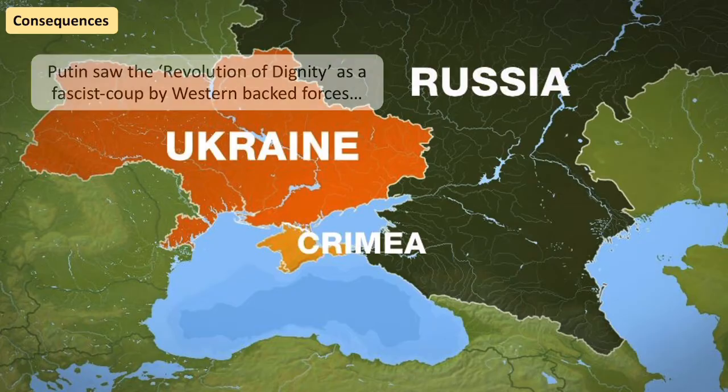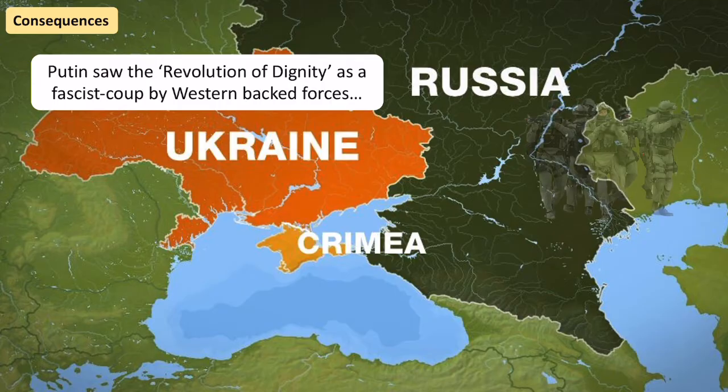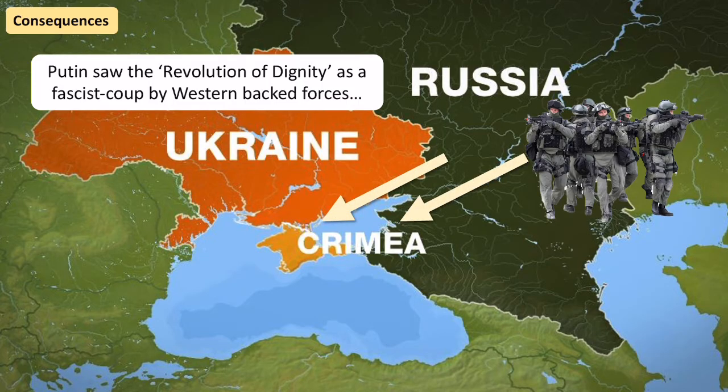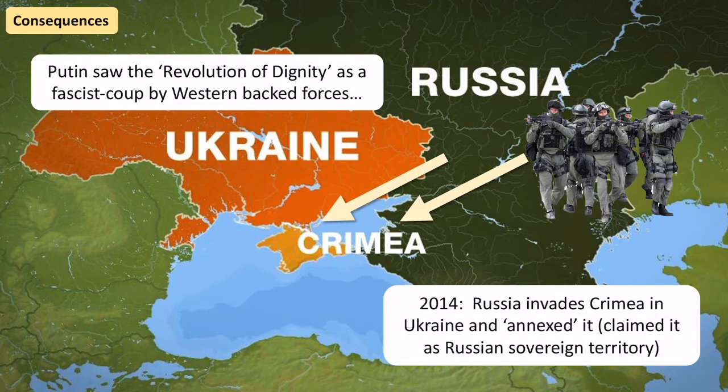So Putin doesn't react very well to these revolutions of dignity. He sees it as a fascist coup by Western-backed forces, saying that the protesters were backed by forces in the West because they wanted to be close to Europe. And so what he decided to do was essentially take over Crimea. He annexed it, which means to separate out, and claimed it as Russian sovereign territory. The president, who'd been kicked out of Ukraine, came to Crimea and kind of joined up with Putin, and they assumed that Crimea was now part of Russia.